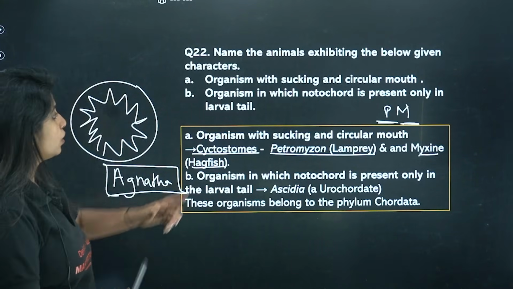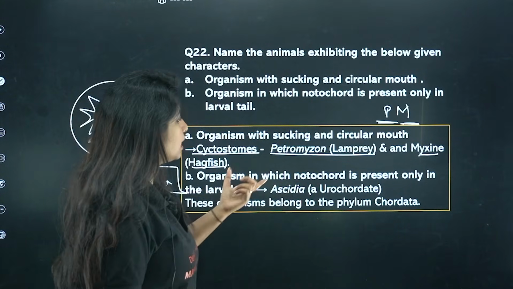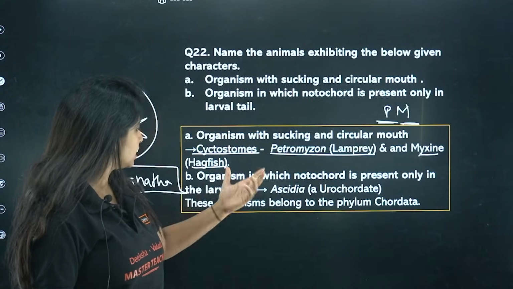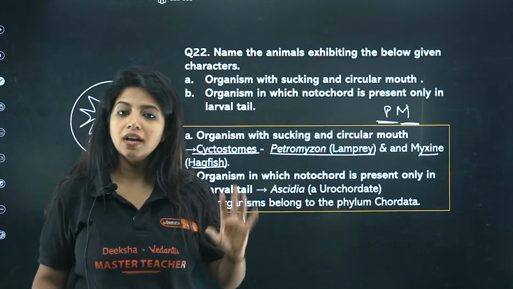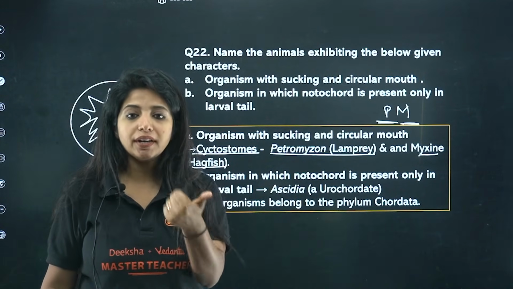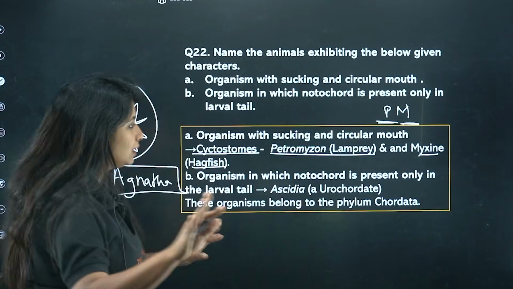Got it? So your question is, the organism in which notochord is present only in the larval tail is basically a urochordate, that is Ascidia. These organisms belong to the phylum Chordata. So as I told you, Chordata has three groups: urochordata, cephalochordata, and also vertebrata. Okay? Done.